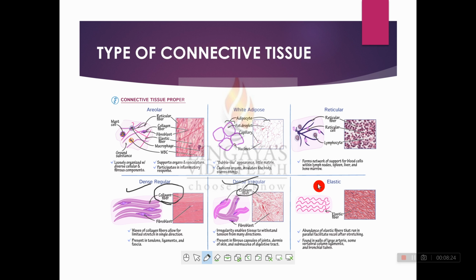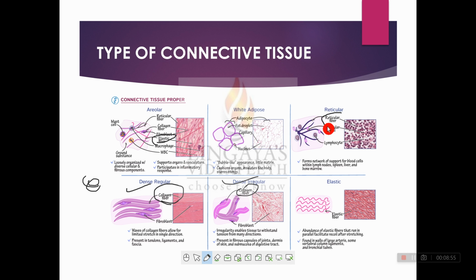Now talking about the elastic fibers present in the connective tissues. The purpose of elastic fibers in the connective tissue is that they allow organs like arteries and lungs to recoil. Alright, it is composed of elastic microfibril and elastin. It is located in the extracellular matrix of the cell.